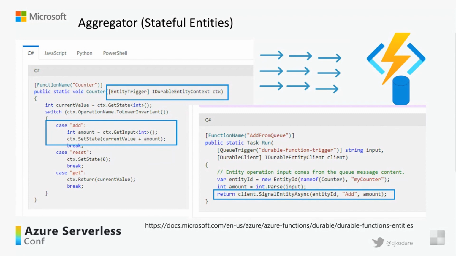And then here, on the right side, you can also use signal entity async and pass in your entity ID, the method as well, and the data. And there is more information about durable entities on this link, so you can dig deeper into this and see how it can solve your scenarios.